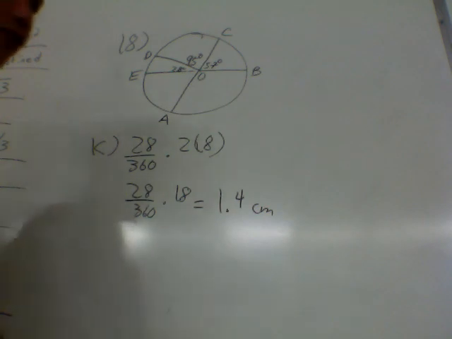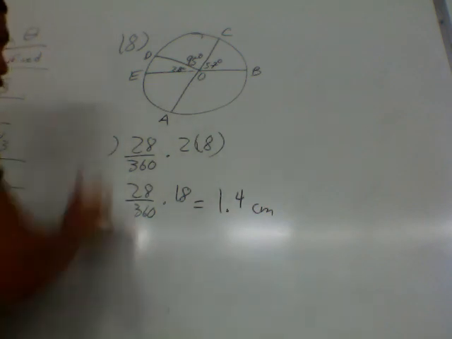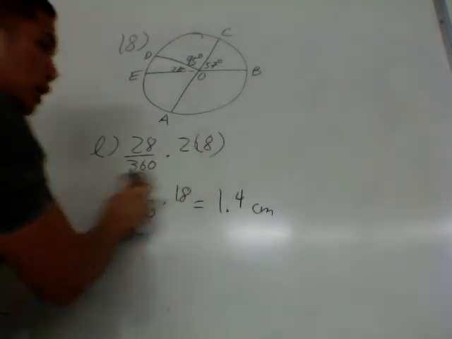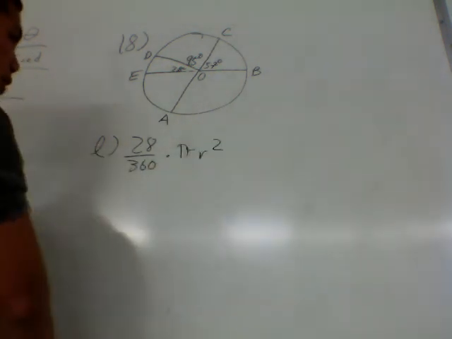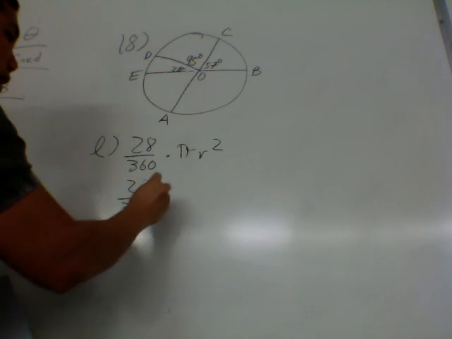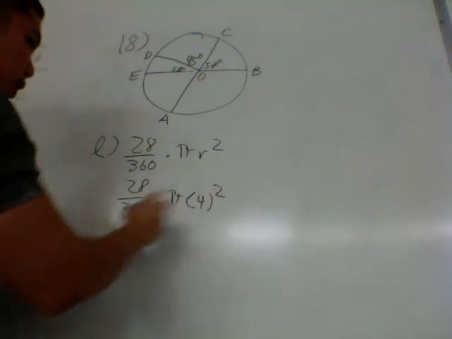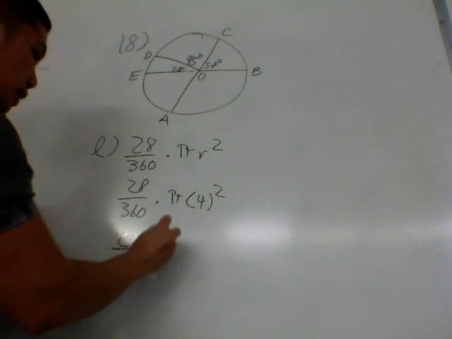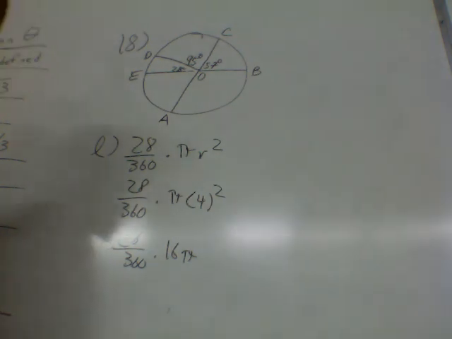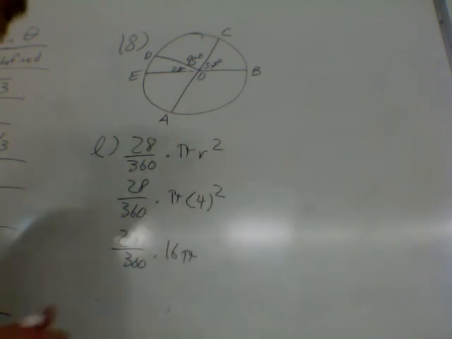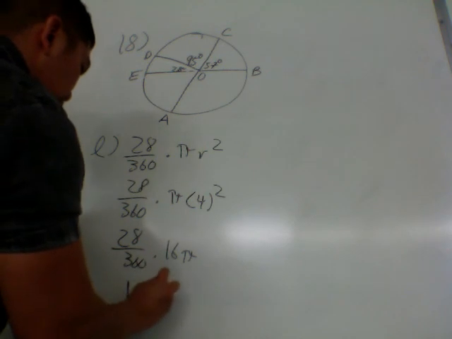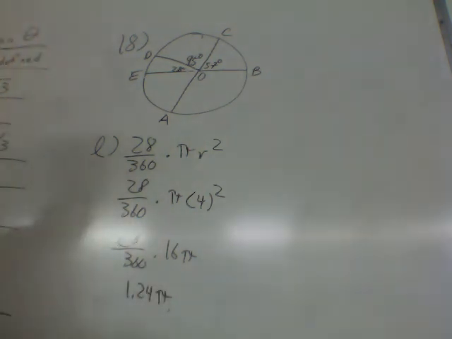Now L is asking for the sector. So for L, you actually do the same thing, but instead of multiplying by the circumference, it's 28 over 360 times pi r squared. So it's going to be 28 over 360 times pi times 4 squared. 4 squared is 16. So this becomes 28 times 16 divided by 360. And so you get around 1.24 pi. And you could leave that as your answer.